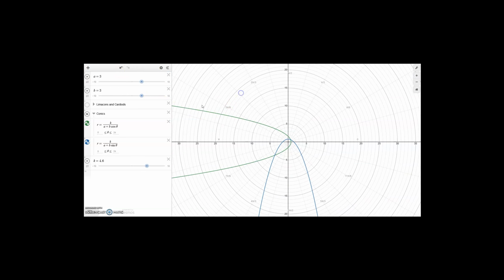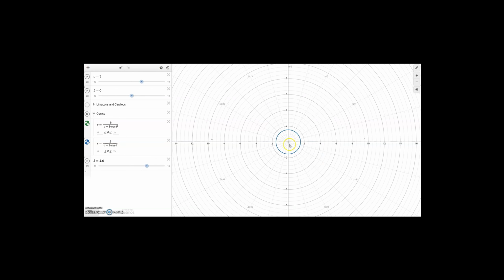But what happens when one of these values is equal to 0? Well, when b is equal to 0, there is no theta input. It merely becomes a relationship between k over a is equal to r squared.